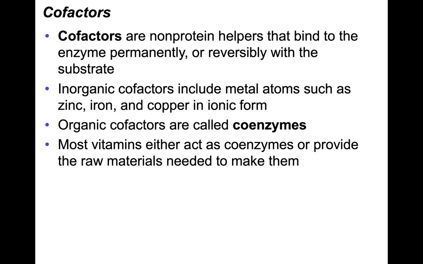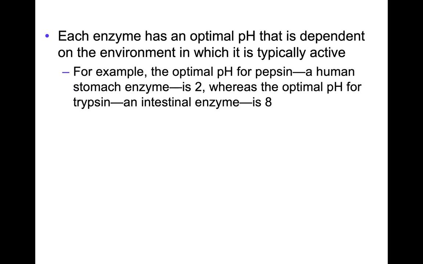Enzymes can have cofactors. These are non-protein helpers that bind to the enzyme permanently or reversibly with the substrate. Inorganic cofactors can include metal atoms such as zinc, iron, copper. Organic cofactors are called coenzymes, but again, they're non-protein components. Most vitamins either act as coenzymes or provide other raw materials needed to make them.